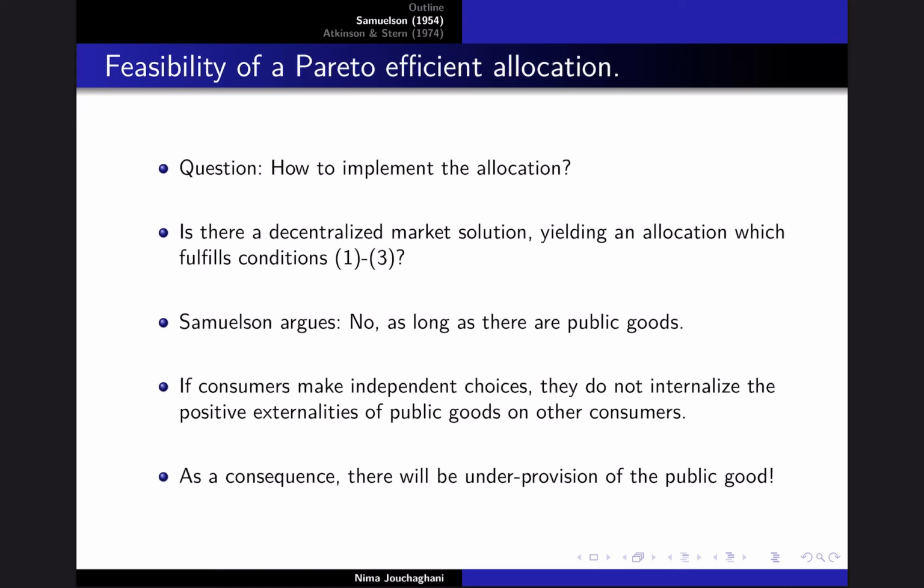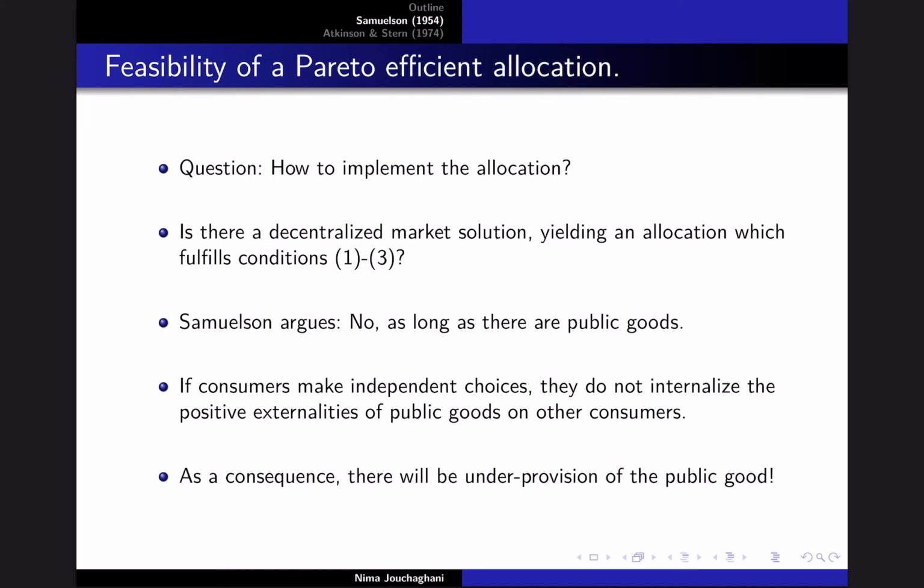A decentralized market solution would be a solution with prices. All the consumers are maximizing their utility by themselves. This yields demand and supply in this market if we aggregate it. Then we end up with some decentralized prices, which yield an equilibrium in this market, as would be the case if you had only private goods.